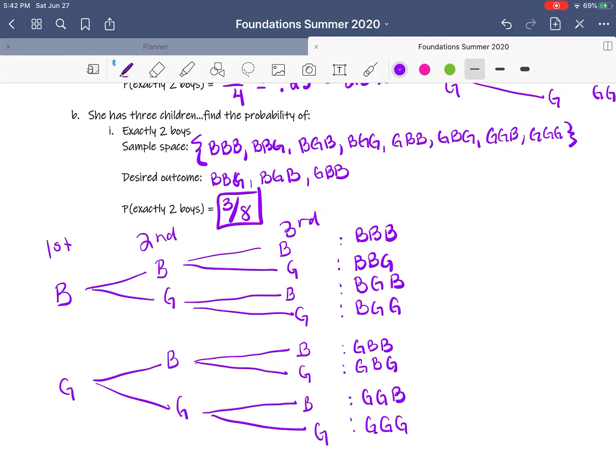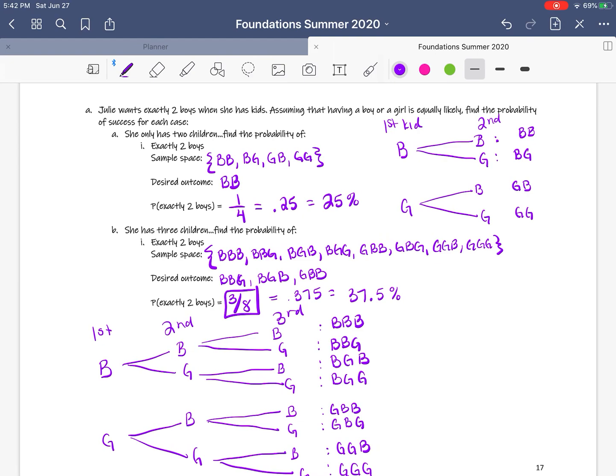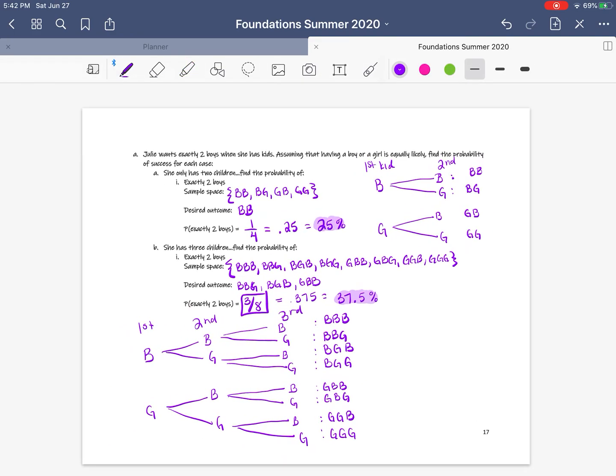3/8 is 0.375, which is 37.5%. So if we look at these 2 cases here, let me just highlight. She actually has a higher chance of getting 2 boys if she has more kids. So there you go.